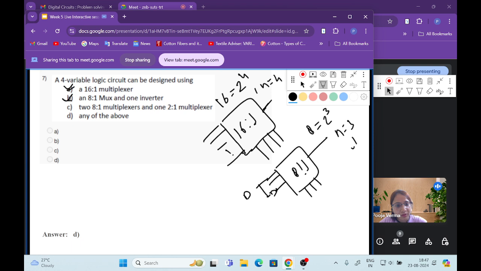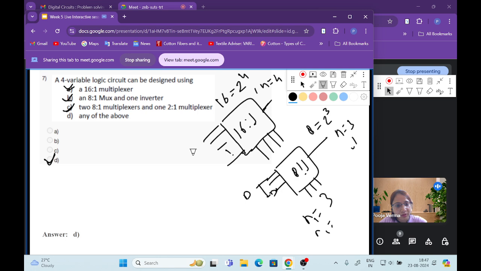Next one is two 8 into 1 multiplexers and one 2 into 1 multiplexer. This is also possible, because we already have two 8 into 1 multiplexers. For one multiplexer we can take 3 variables, and for the next multiplexer we can also take 3 variables, with 1 variable going to any other variable, and one mux is also there. So from here it is also possible to make a 4-variable logic circuit. So option D, any of the above, is the correct answer.